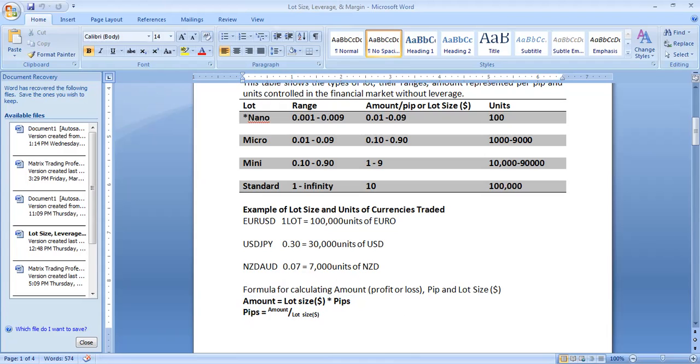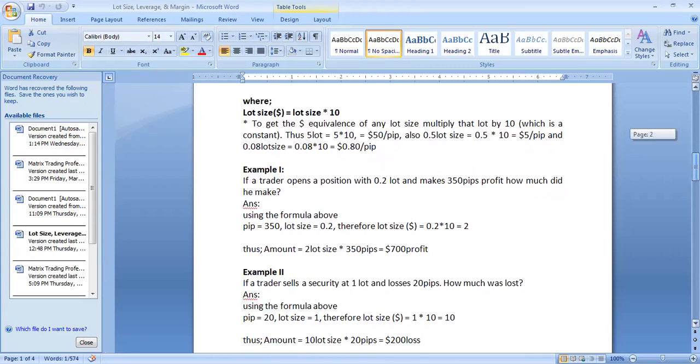So how do we get lot size in dollar? Multiply the lot size by 10. So if this is my lot size, if I multiply by 10, I will get this. 0.1 times 10 gives us 1. 1 times 10 gives us 10. 0.01 times 10 gives us 0.1. So let me just do the calculations so we'll be seeing it. To get the dollar equivalent of lot size, multiply that lot size by 10.